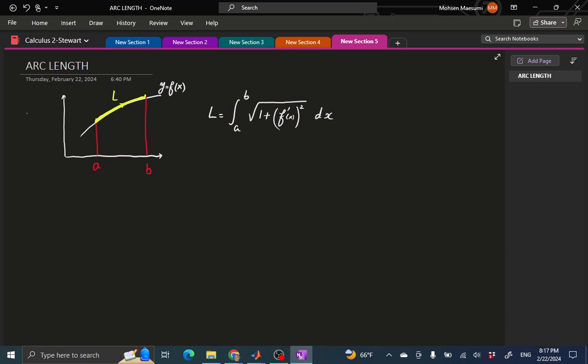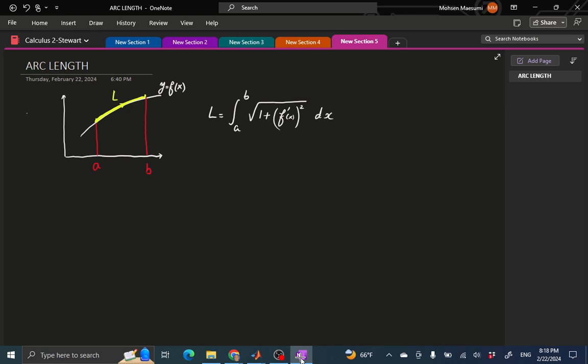We are going to explain and give some examples for the following formula. Length turns out to be the integral from beginning to end of the square root of 1 plus the derivative of this function squared, integrated from a to b. Now let's go ahead and see where this formula comes from.